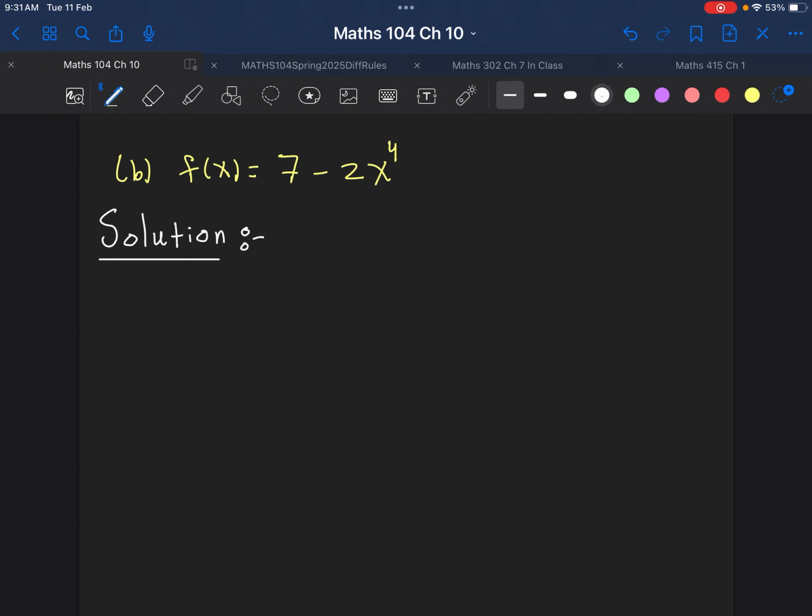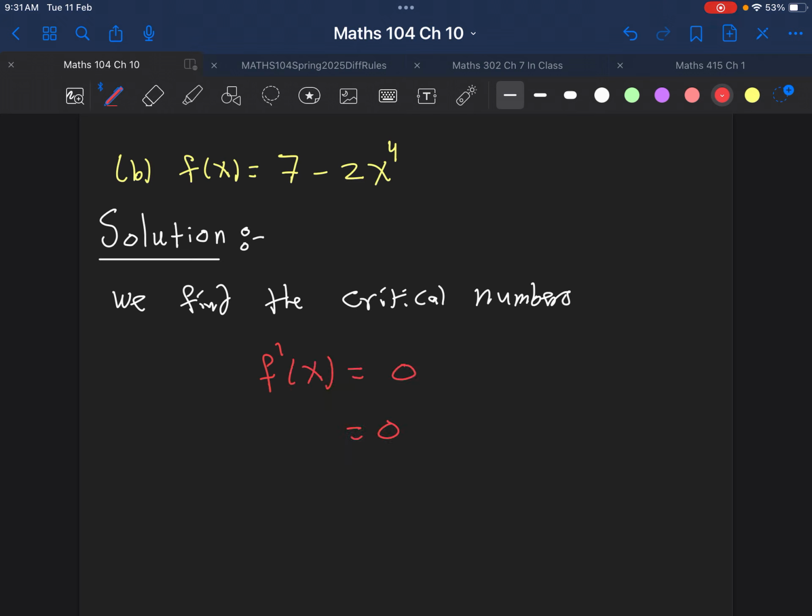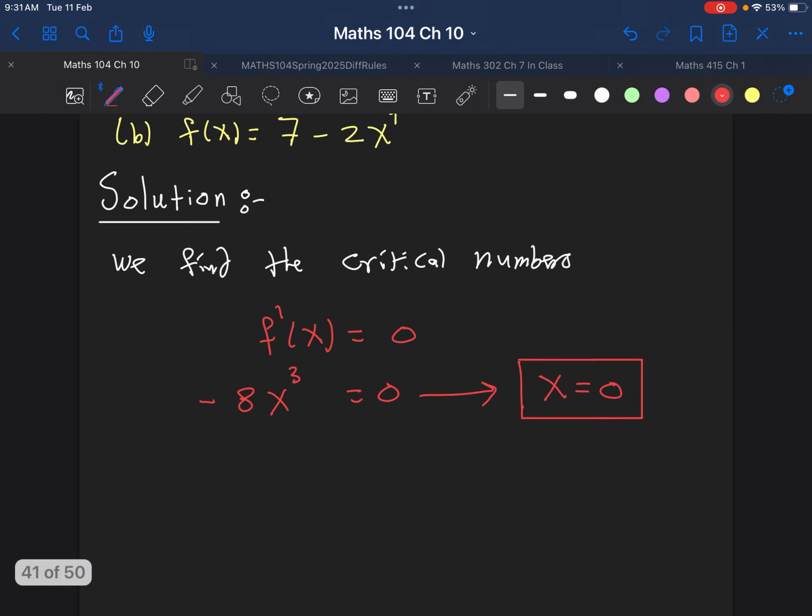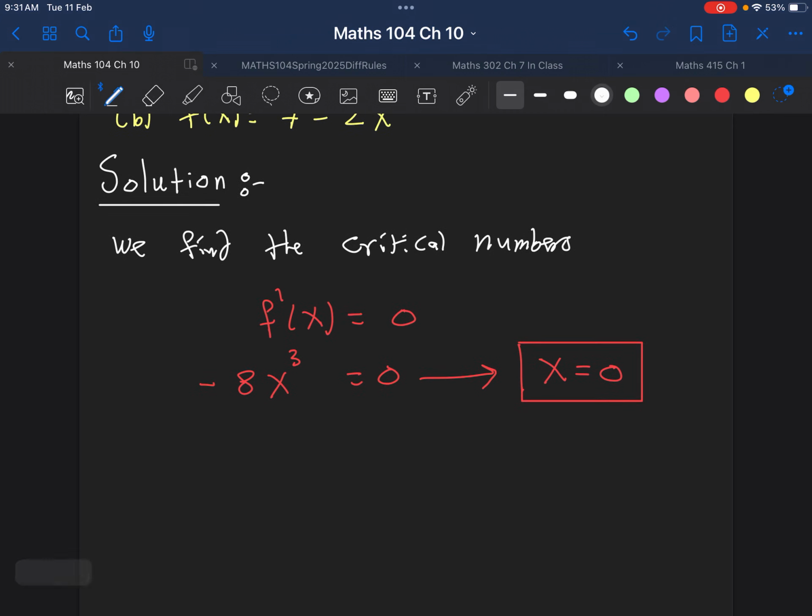Let's see the next question. Again, we will need to find local maximum and minimum, if any. So the first step, we find the critical numbers. And in order to find the critical numbers, I will find the derivative and I will make the derivative equal to 0. What's the derivative for this function? It will be -8x cubed, and that means x is equal to 0. So I have only one point that could be a candidate.